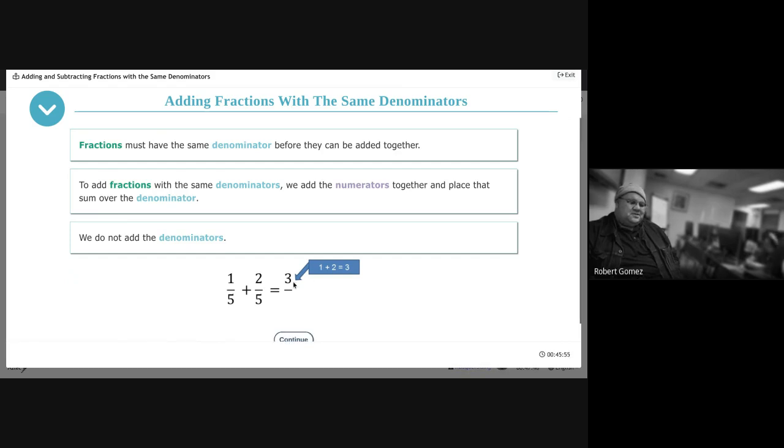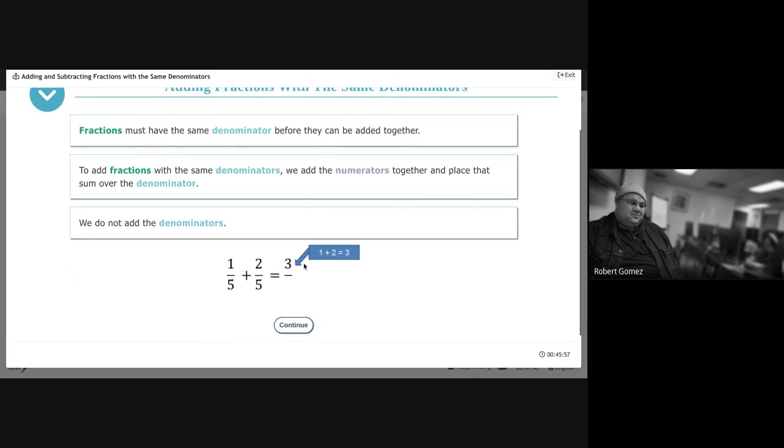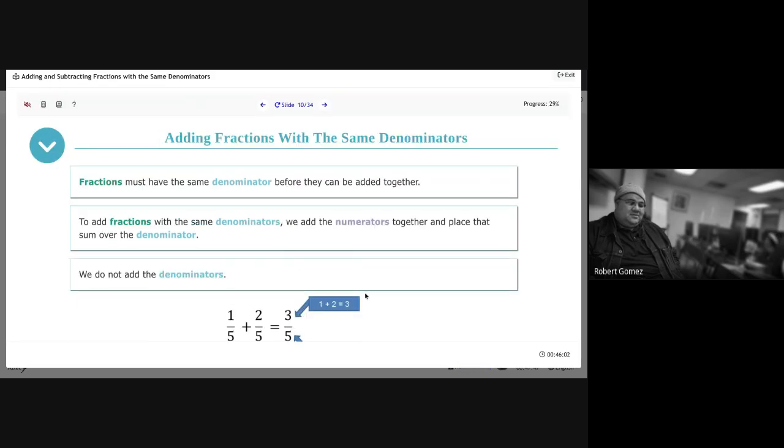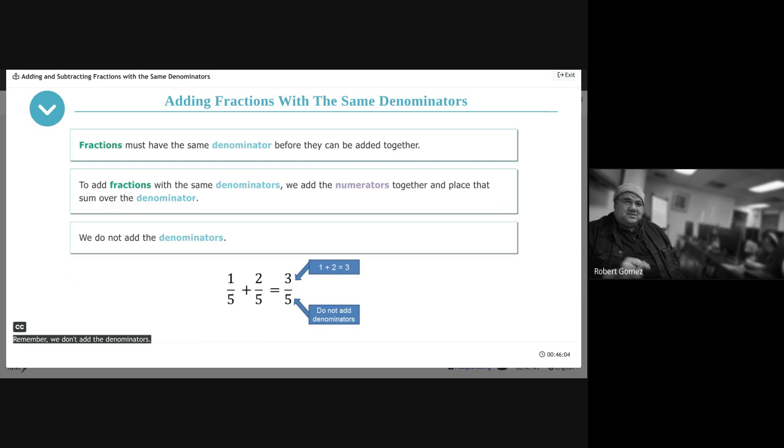So we just add the top. So now we have 3 pieces of ice in the ice tray, and there's still 5 spaces. Just 3 spaces are being filled. And so our answer would be 3/5. That's how we would write it.